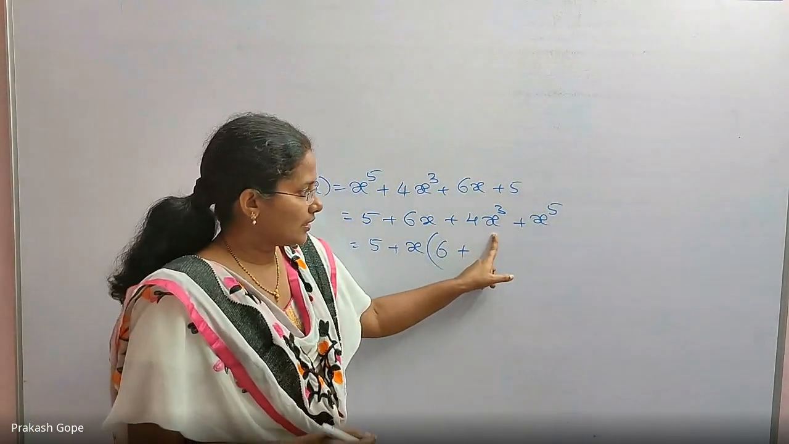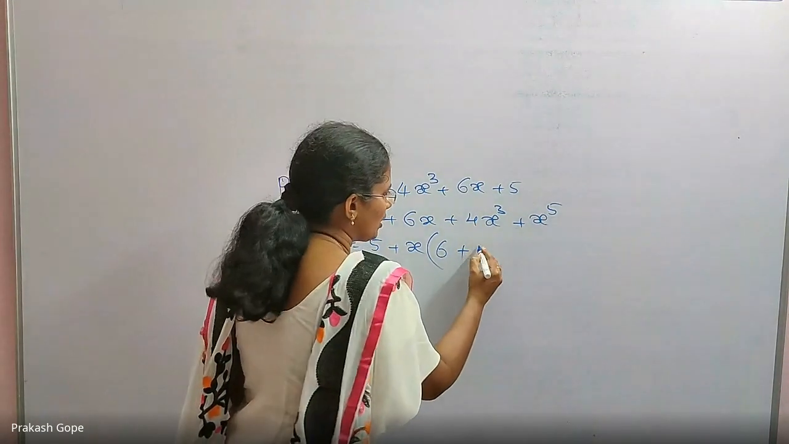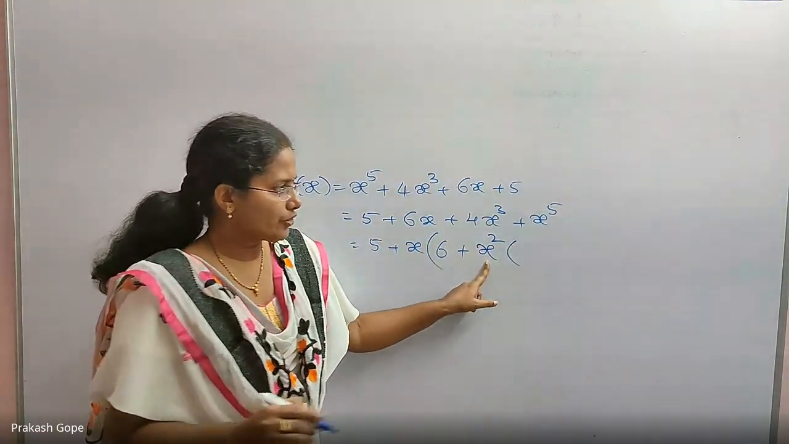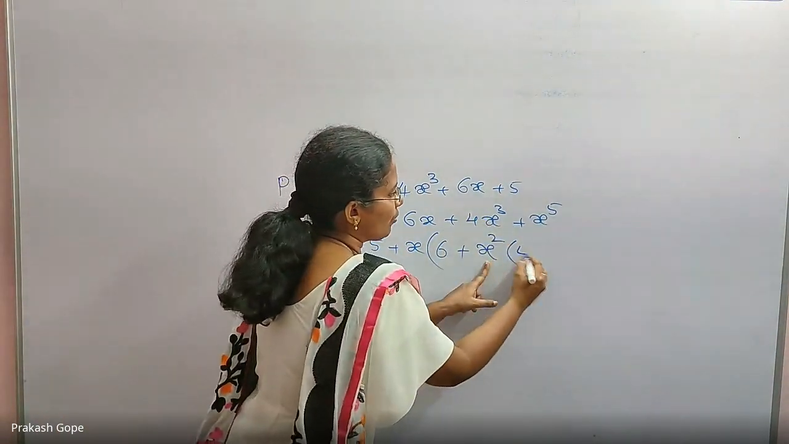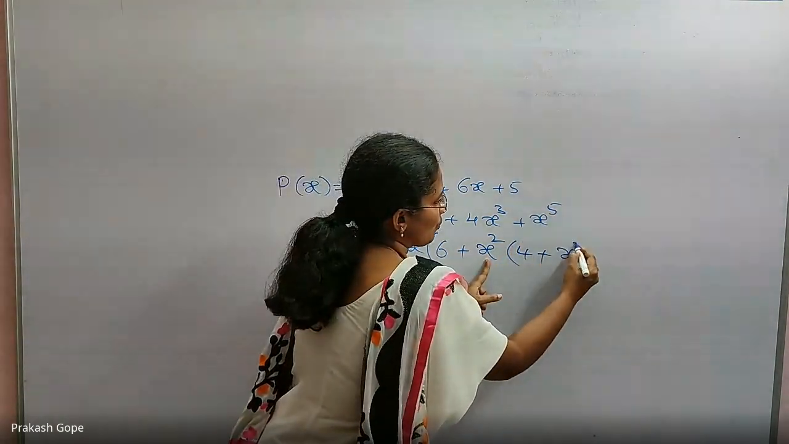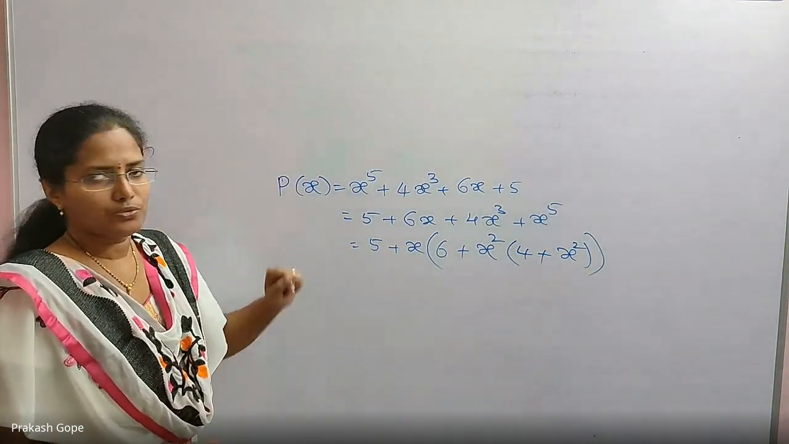Here, because the terms of x square and x power 4 are missed out, why should I take only x common? I will take x square common. x into x square, x cube. So only 4 I will write. Already x cube is here, so I will write only x square here. Finished. Now it is the same as this one.